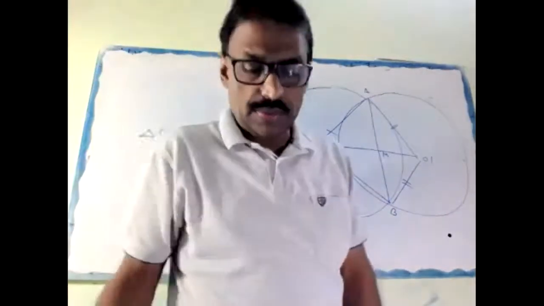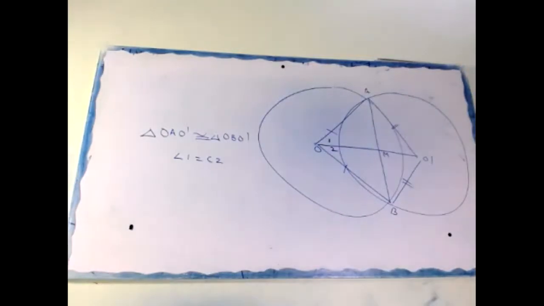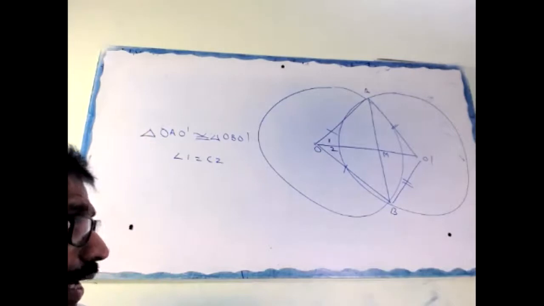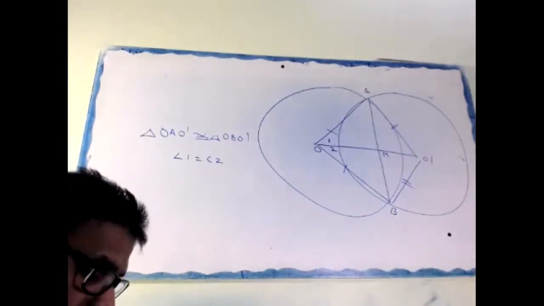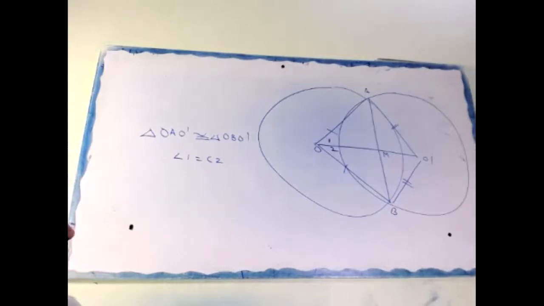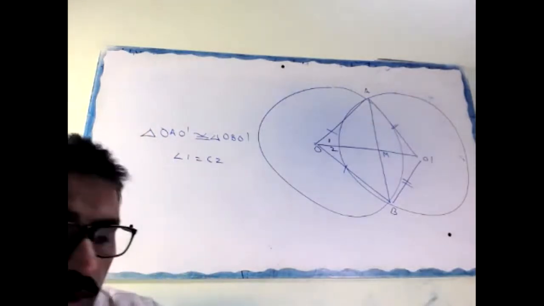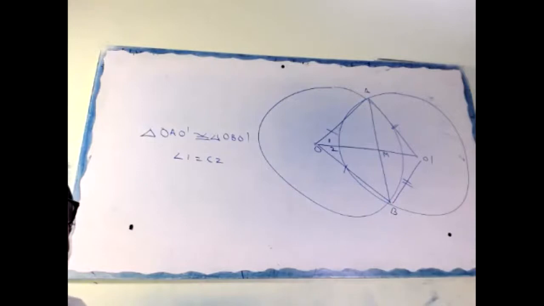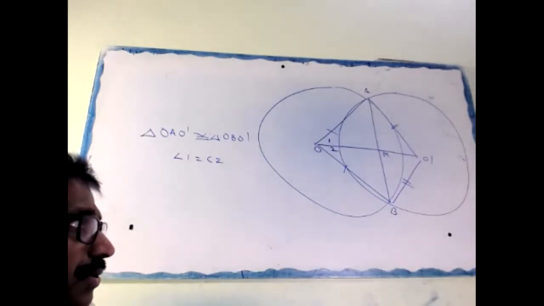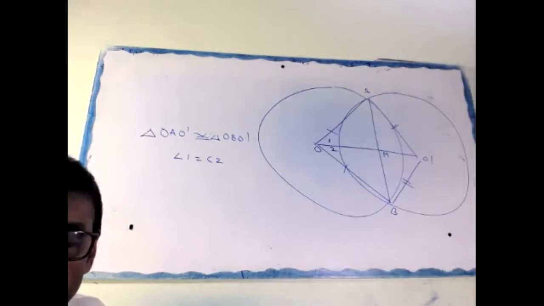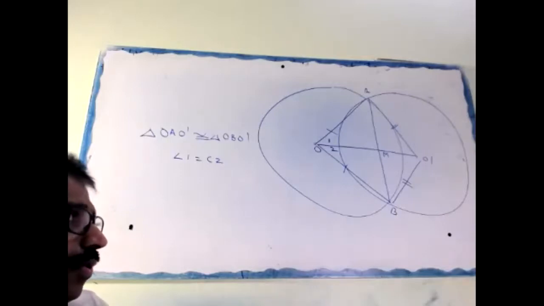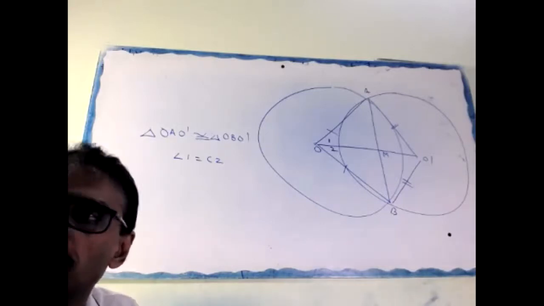Okay, write this one. Right. Construction: join OA, OB, O dash A, O dash B. Then proof: in triangles OA O dash and OB O dash, OA equal to OB.